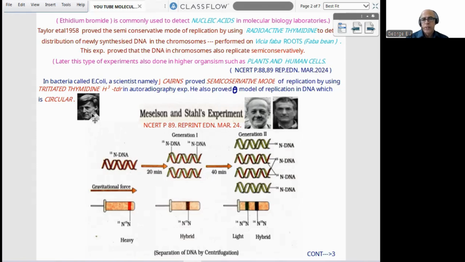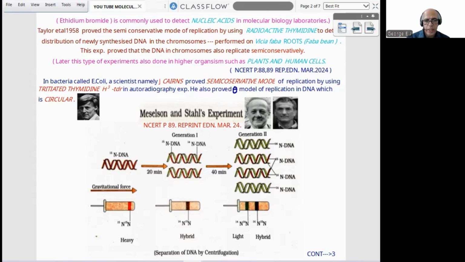Now, Meselson and Stahl's experiment, photograph given here. Organism, everything is now clear. Now we can proceed. The experiment diagram is NCERT, page number 18. It's an important one. Theory question, problem type question, NEET model question.